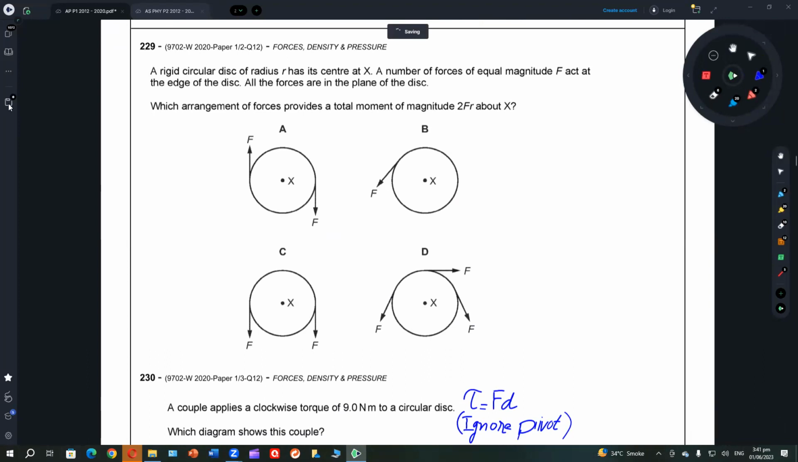A rigid circular disk of radius r has its center at x. A number of forces of equal magnitude F act on the edge of the disk. All the forces are in the plane of the disk. Which arrangement of forces provides a total moment of magnitude 2Fr? Total moment means the sum of the two moments.